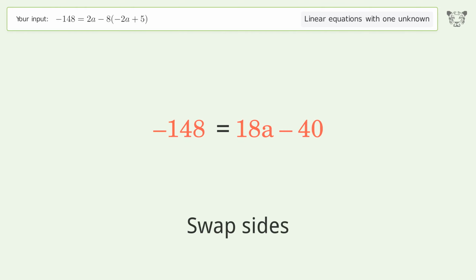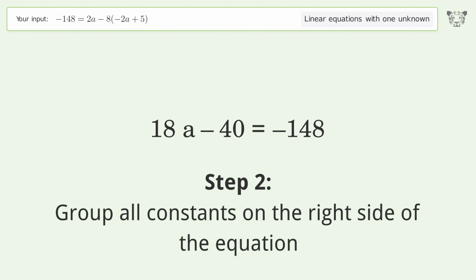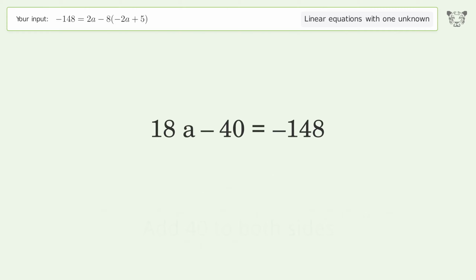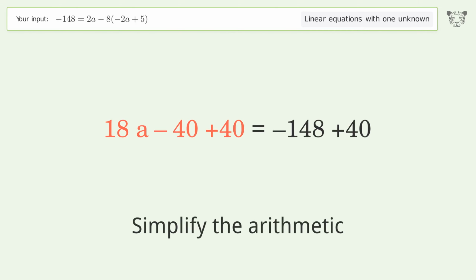Swap sides. Group all constants on the right side of the equation. Add 40 to both sides. Simplify the arithmetic.